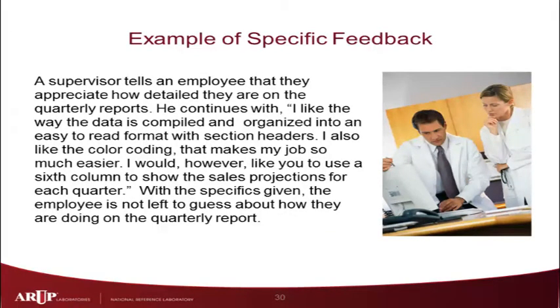So a supervisor tells an employee that they appreciate how detailed they are on the quarterly reports. He continues with, I like the way the data is compiled and organized into an easy-to-read format with section headers. I also like the color coding. That makes my job so much easier. I would, however, like you to use a sixth column to show the sales projections for each quarter. With the specifics given, the employee is not left to guess how they are doing on the quarterly report. And can you see how that really isn't an emotional response like our negative, slamming things down? So it takes that out of it, making that much more objective.